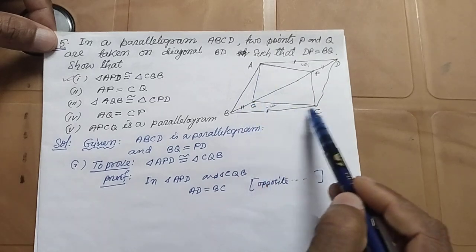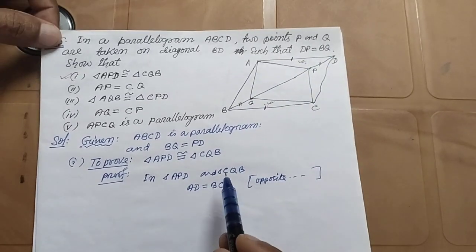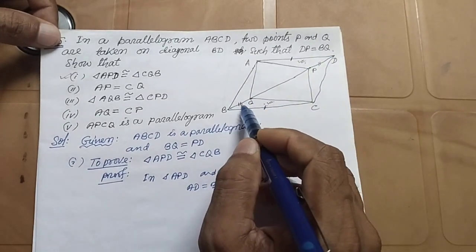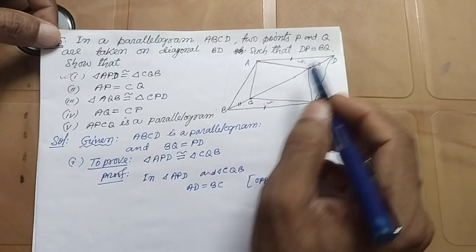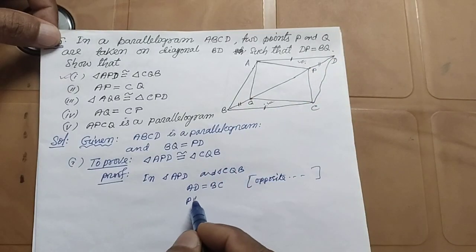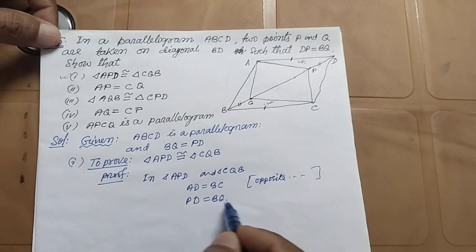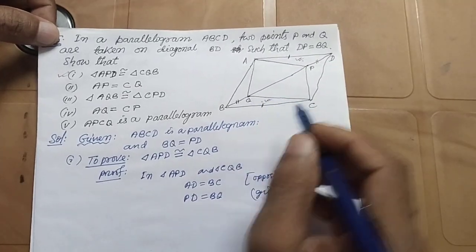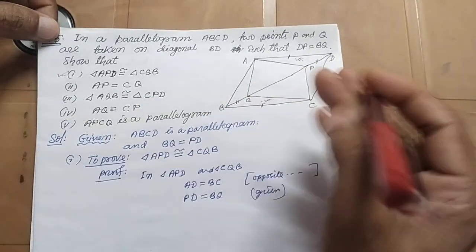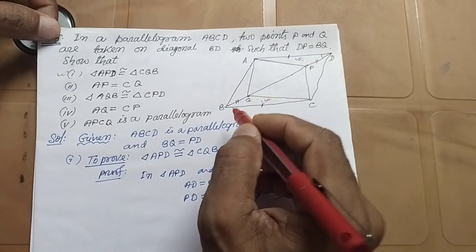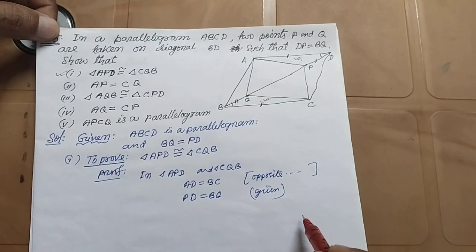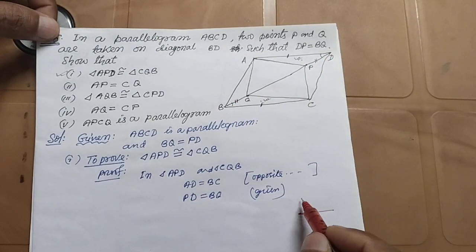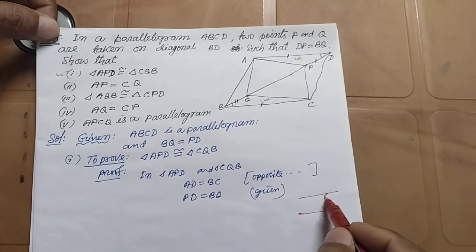It is mentioned ABCD is a parallelogram. And then PD is equal to BQ. It is given. And then this angle is equal to this angle. They are alternate angles. It is like this. This is BC, this is AD, and this is the transversal. So these two angles are equal.